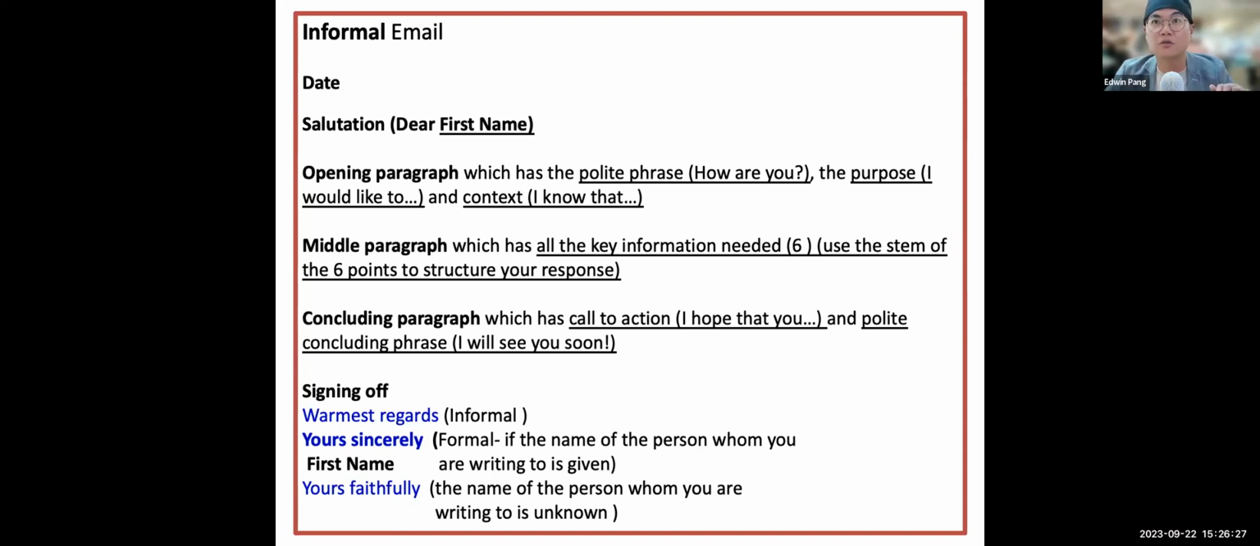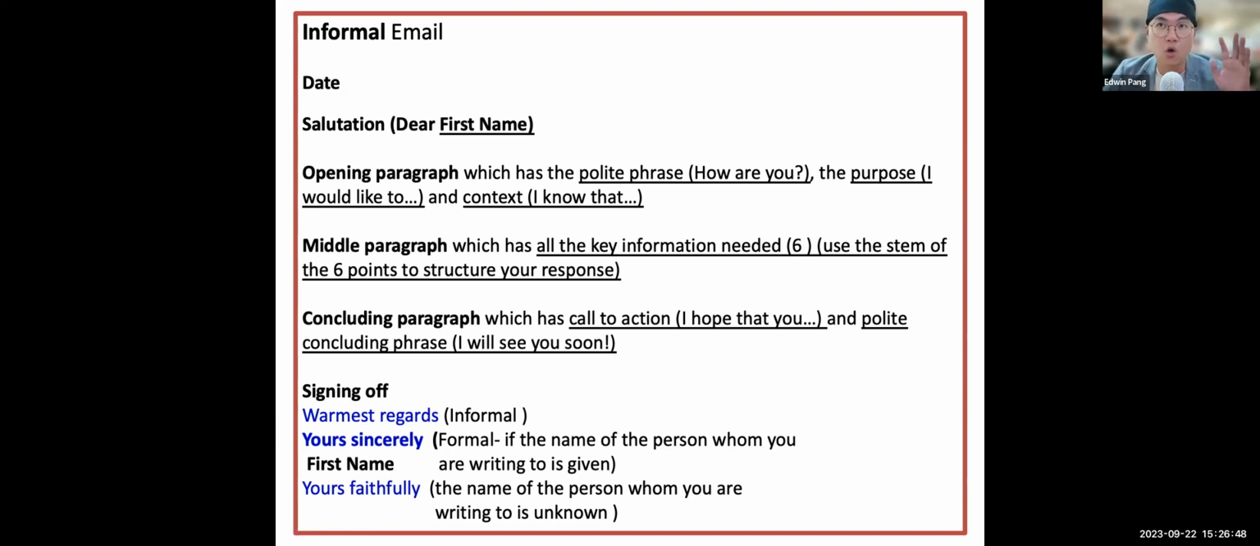So there's no identity attached to the call to action here. You don't need to talk about who that person is. Just say, "I hope that you can attend my party." "I hope that you can remind me what to bring tomorrow." "I hope that you can," right? So it's very informal.